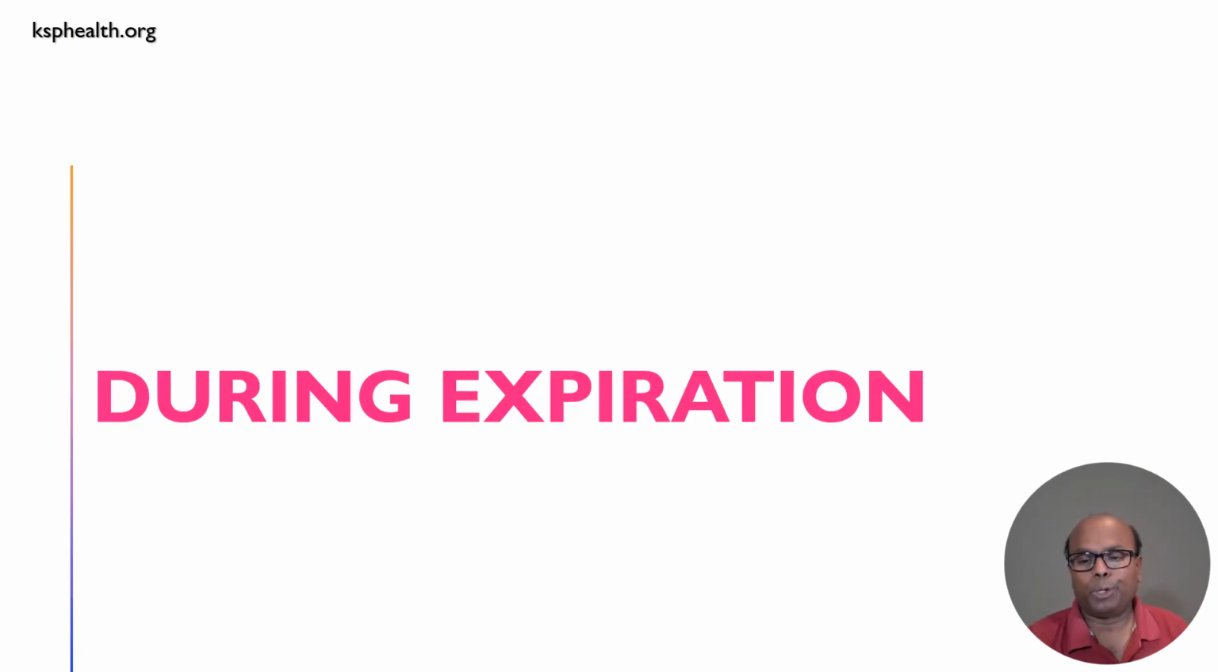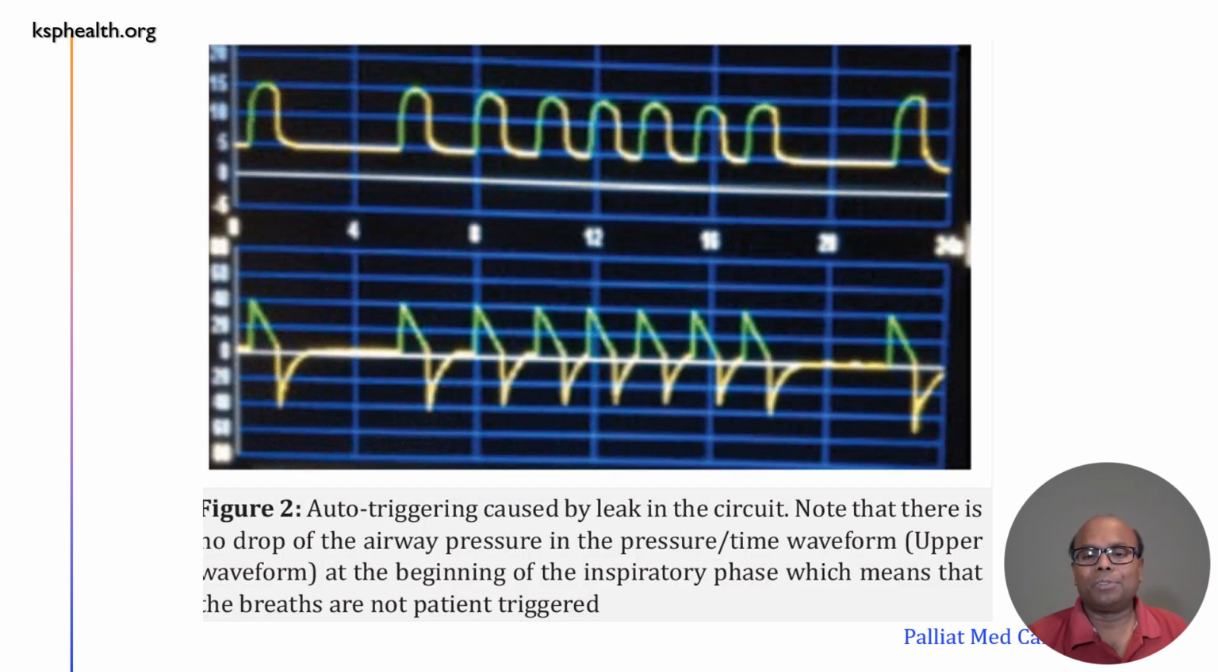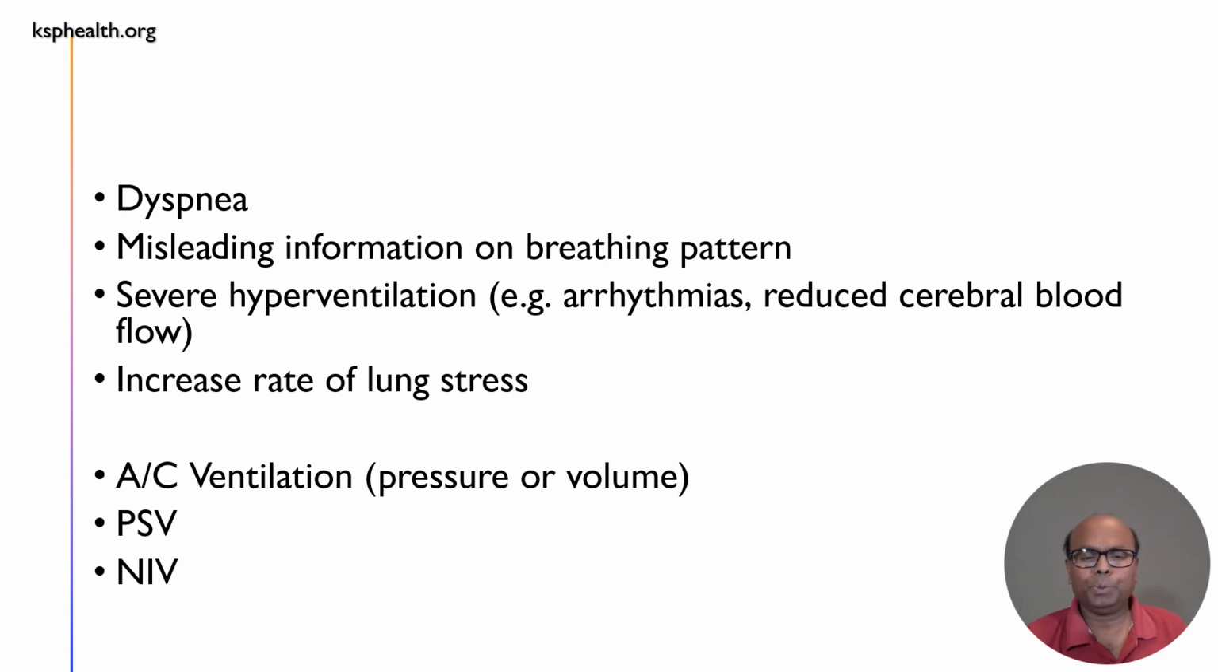asynchronies can happen during expiration too. One is auto-triggering. It's very common. It happens when there are leaks, water in the circuit, an excessively sensitive trigger, or cardiac oscillations. So as you can see, auto-triggering is happening in the diagram, in the waveforms. This can cause dyspnea, misleading information, and severe hyperventilation because the patient is getting a breath for each and every trigger, and increased rate of lung stress.